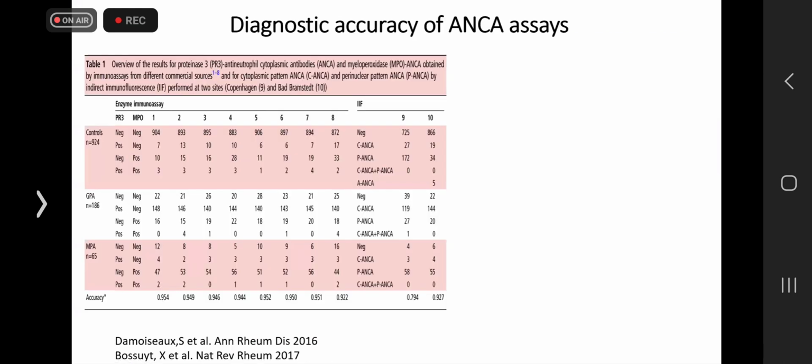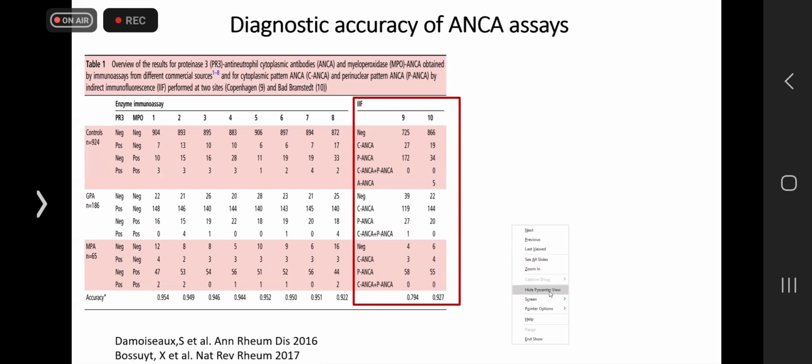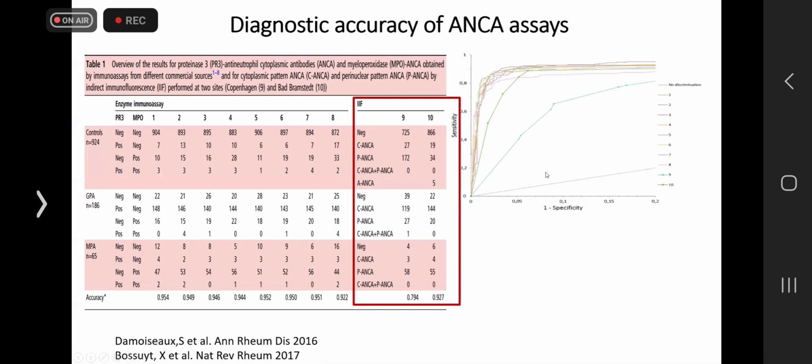So this is a study from Europe where they tested 294 ANCA vasculitis patients and over 900 normal controls for ANCA assay using 8 different immunoassays and 2 types of immunofluorescence assays. And what you notice here is a clear difference between the immunofluorescence assay, with one showing a high specificity and sensitivity for ANCA here for GPA.